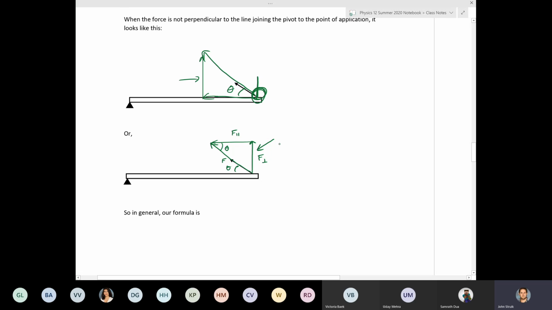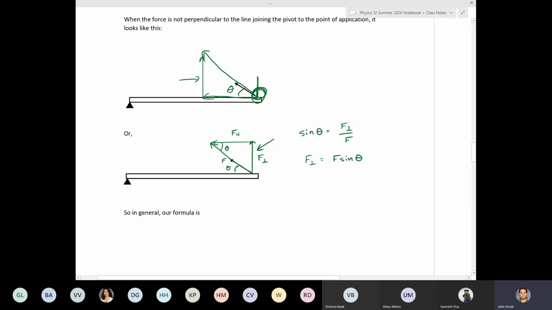So if you look at F perpendicular, it's actually opposite of theta in both triangles. So it's going to be sine anyways. So sine theta equals opposite, so F perpendicular over F. And so what we get is the force that causes the torque is F sine theta.